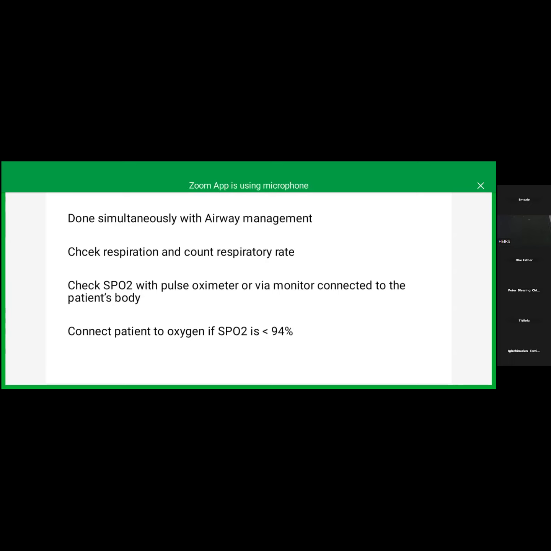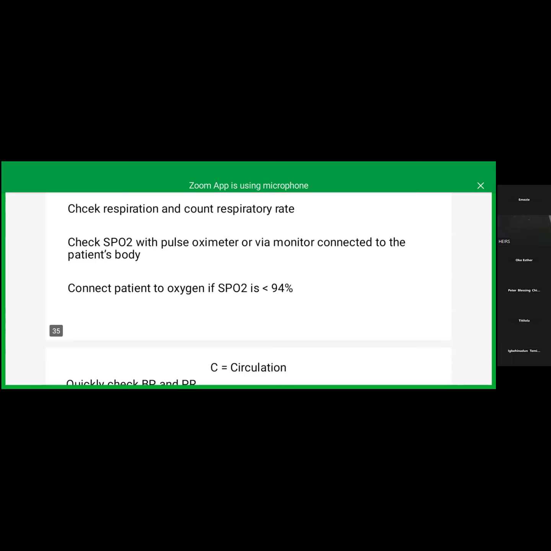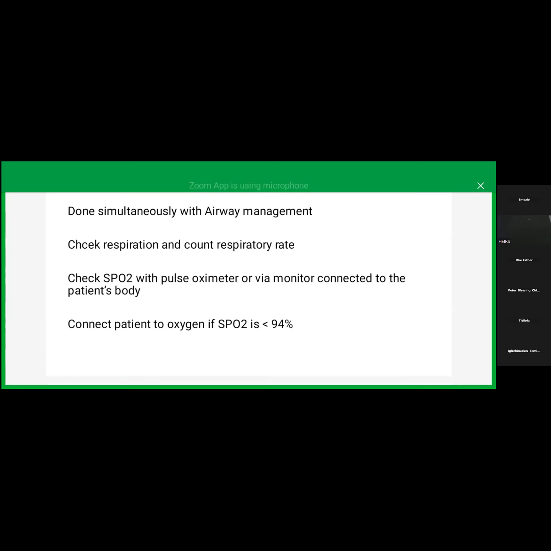An SpO2 that is less than 94% is what is considered as hypoxemia, low oxygen level. So any SpO2 that is less than 94%, the person needs to be connected to oxygen. If SpO2 is less than 94, connect the person to oxygen.